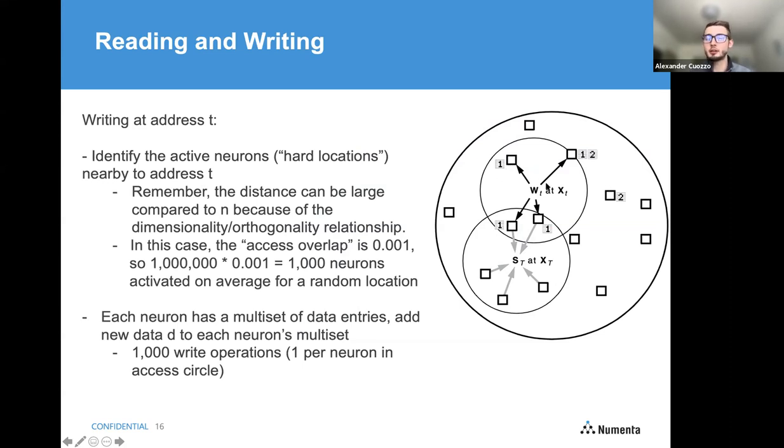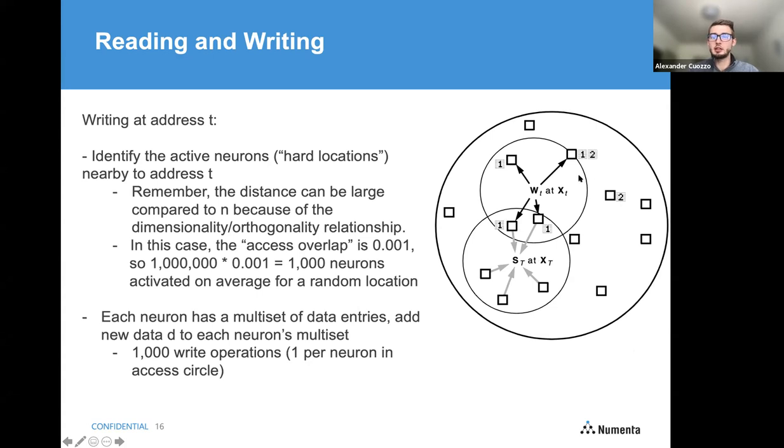I'll get to exactly how neurons can have a multiset of data in a bit, because that feels like a really weird thing, since it seems extremely implausible. But you'll see in just a second that there are ways to get around actually storing a giant multiset. So you add this one to the set of data at all these other neurons. You can see there's a two here as well, because it's a multiset, so there can be repeats of ones, and there can be other pieces of data written to the neurons. This two is not in this access set, so it's not getting written to.